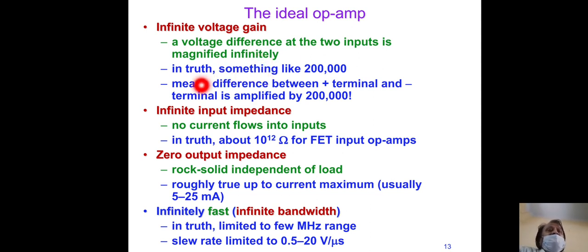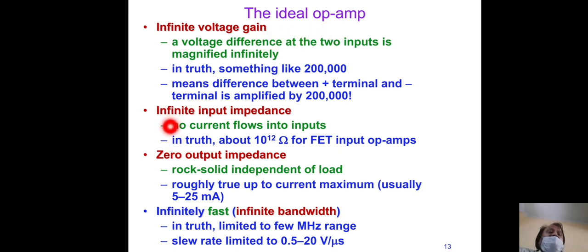For example, a gain of 200,000 exists, so the gain is very high. It means that the difference between the positive terminal and the negative terminal is amplified by 200,000 times. So infinite voltage gain is the ideal for the op-amp.